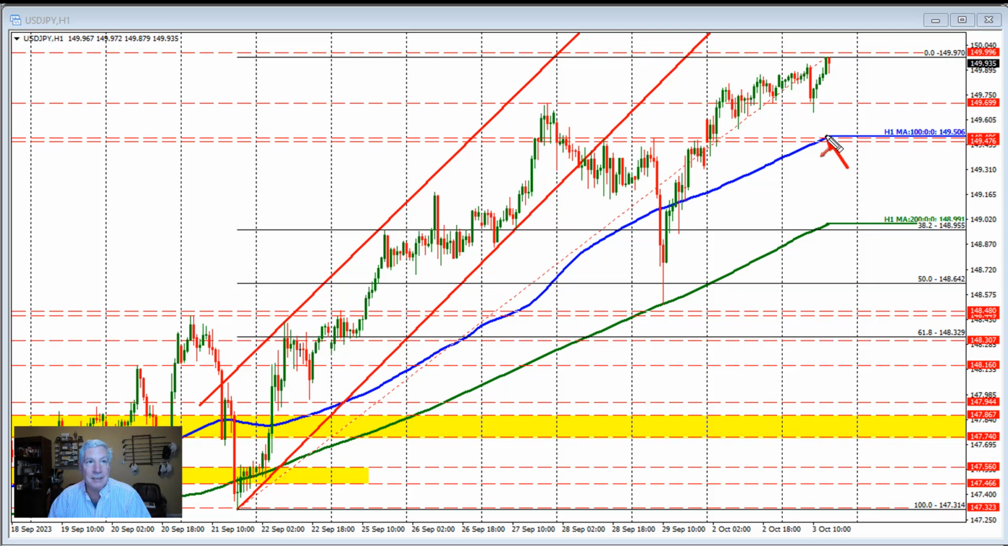Ultimately, folks, if the price can't get and stay below these levels, are the buyers winning or the sellers winning? No, the buyers are still winning. So be aware of these levels right through here. The 100-hour moving average also corresponds with this swing area through here between the 149.47 and 149.50 level. The 100-hour moving average is 149.506.